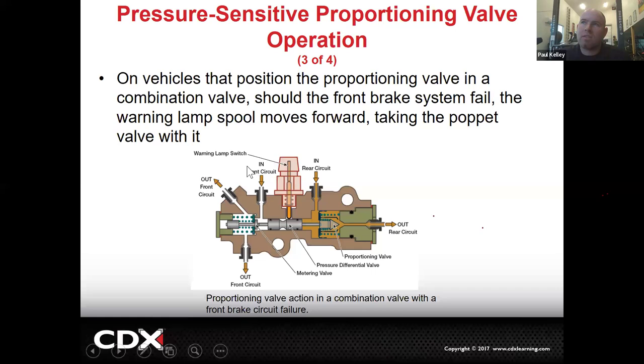This is a proportioning valve and a metering valve, but why is there wiring? Why is there an electrical component? It's a brake warning switch. So this is actually also a pressure differential valve. There's a lot going on in this valve, and we may come back to this one.